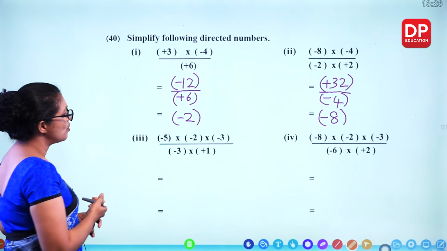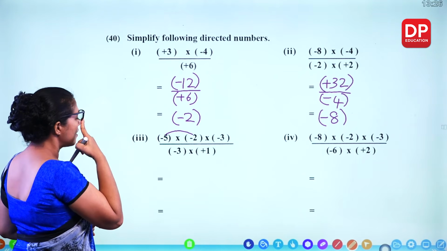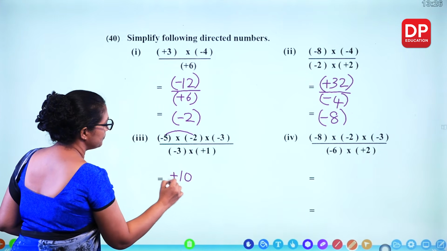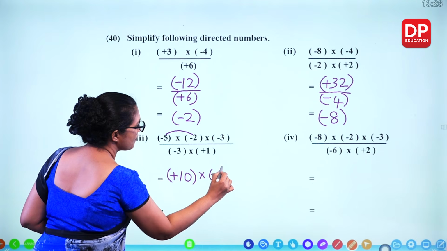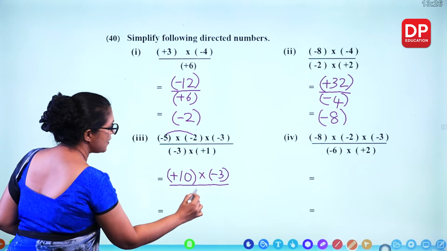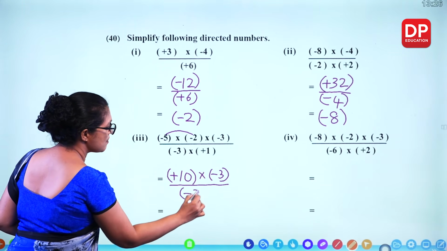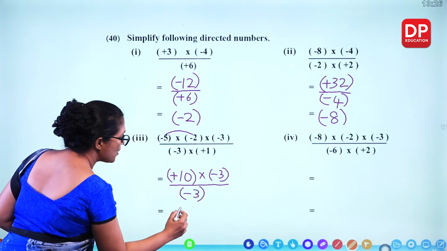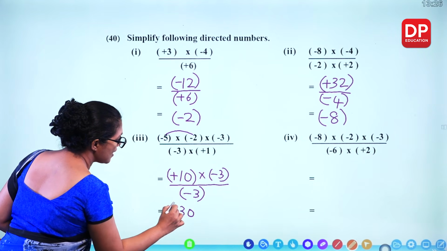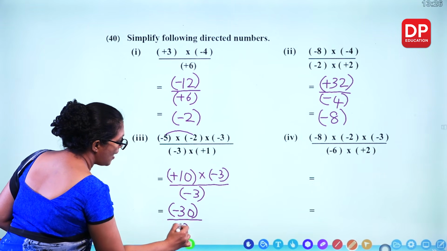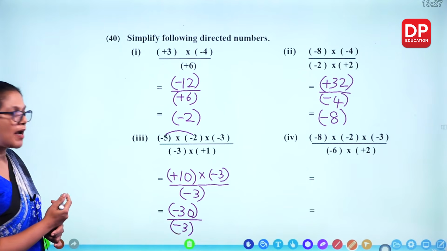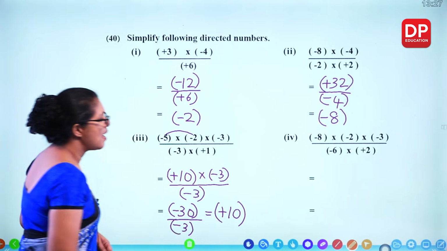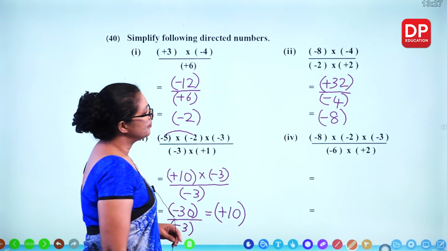This one, we'll do these two first. 5 and 2, 10. Minus minus becomes plus. And then here 3 times 1, 3. One positive, one negative is minus 3. Now you can do 10 times 3, 30, but this is negative. And divide by negative. 30 divided by 3 is 10. Both negative means the final answer is positive.